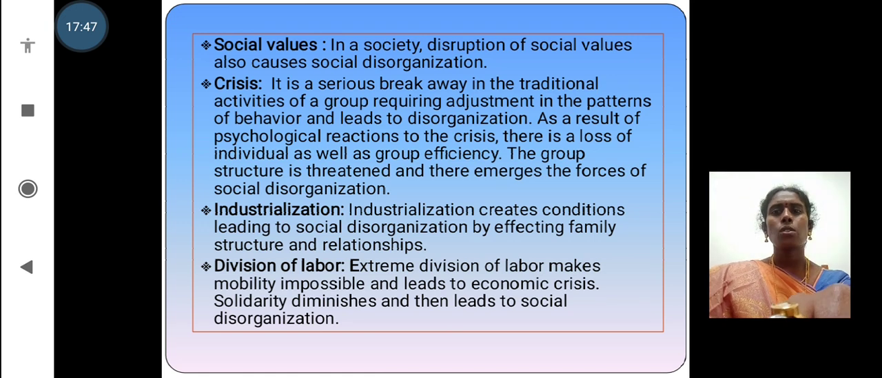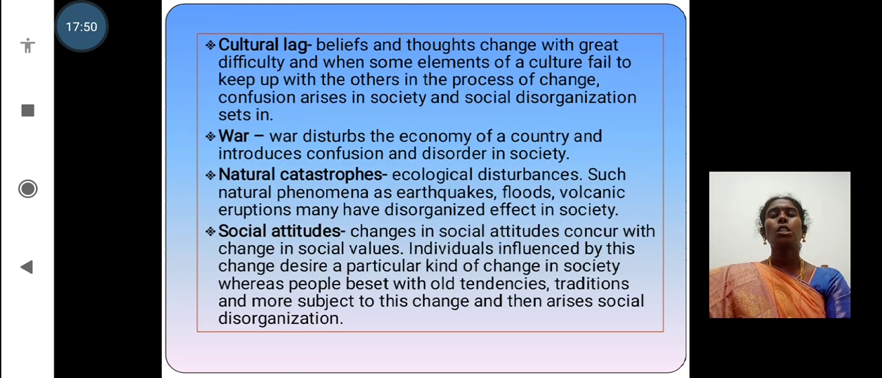So the disorganized society will occur. Then cultural lag. Beliefs and thoughts change with great difficulty, and when some elements of a culture fail to keep up with the others in the process of change, confusion arises in society and social disorganization sets in. So cultural lag also creates disorganization, because there is no proper understanding from one generation to another, and that creates arguments or some kind of conflict among the people. So at that time a disorganized society will occur.